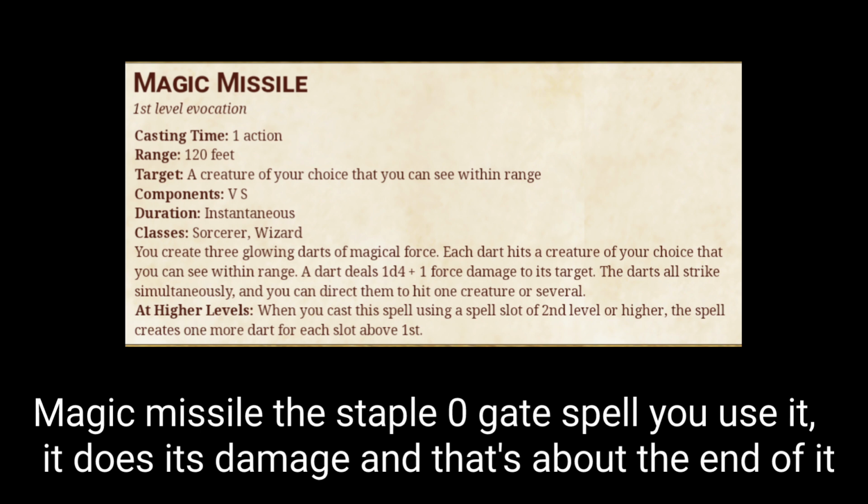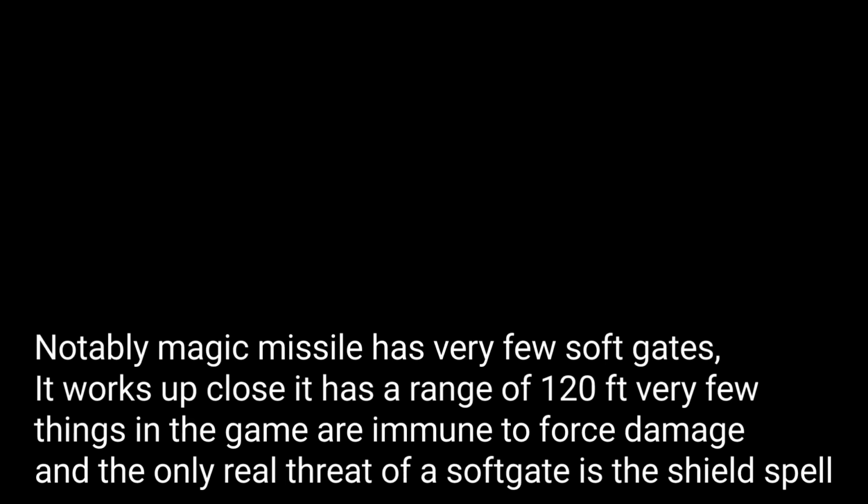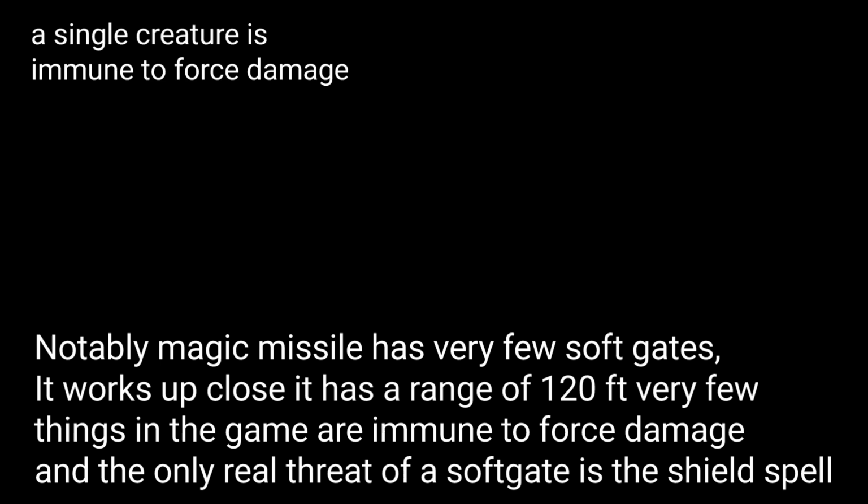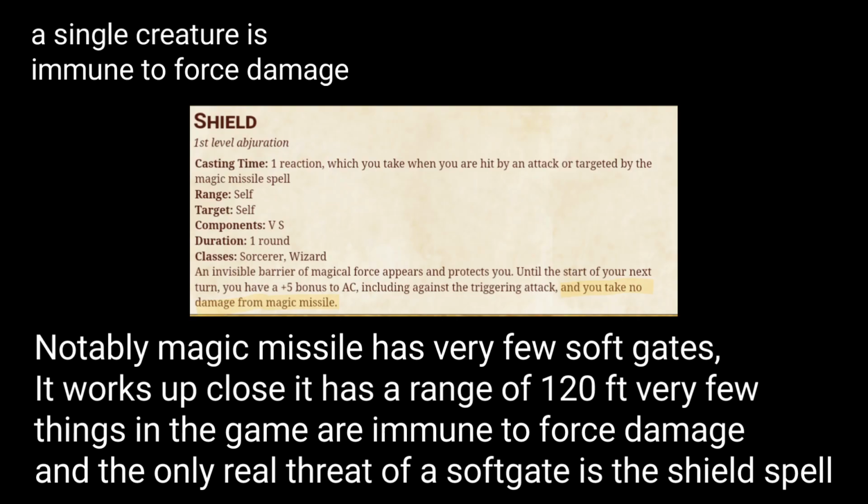Magic Missile, the staple 0-gate spell. You use it, it does its damage, and that's about the end of it. Notably, Magic Missile has very few soft gates. It works up close, it has a range of 120 feet, very few things in the game are immune to force damage, and the only real threat of a soft gate is the Shield spell.